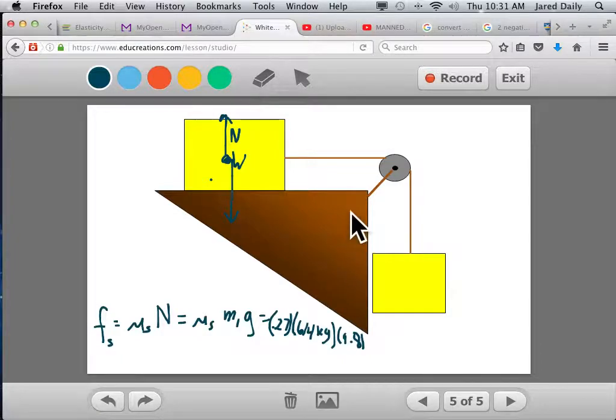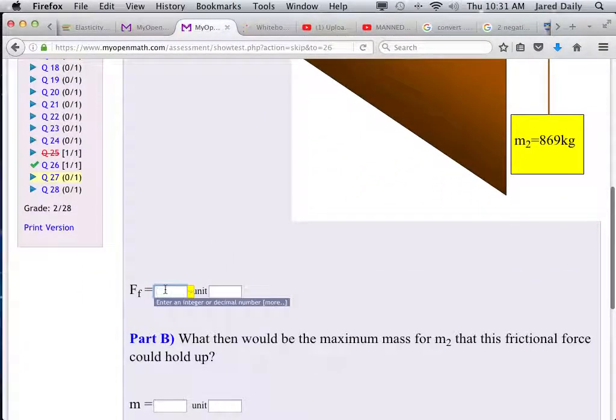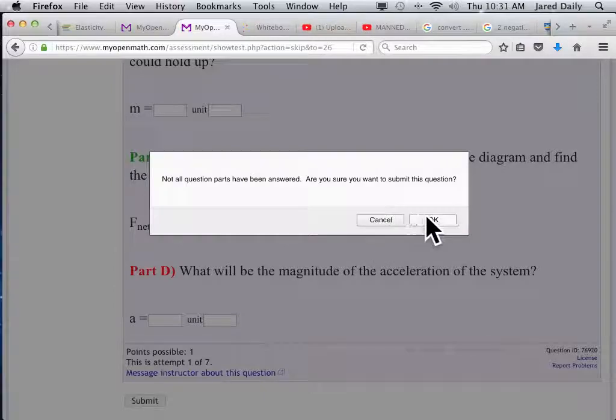Of maximum frictional force. So this equals 1,624 newtons. And then, what do they ask for next? Let's see. 1,624 newtons.